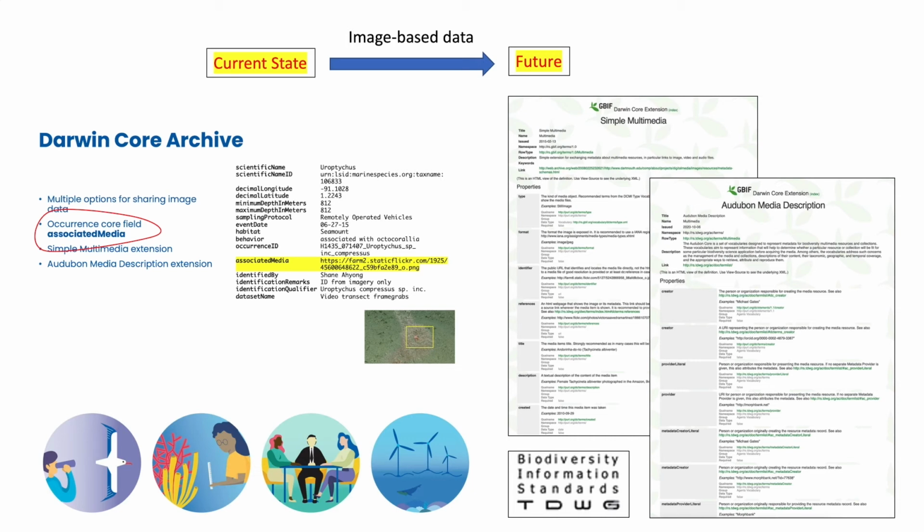In Darwin Core, there is a term called associatedMedia. So you can populate your data with a link to the image, and some datasets have that information. But if we really want to support image-based biodiversity data, we will need to look into a Darwin Core extension. There are currently two extensions, the Simple Multimedia extension and the Audubon Media Description. These are developed and discussed under TDWG, the Biodiversity Information Standards Working Group. If the community starts using those extensions, we will also support that, and so we can also integrate data from images and videos into OBIS.